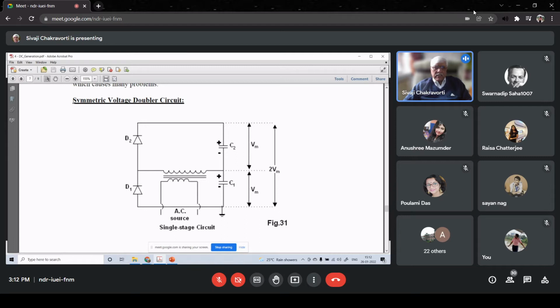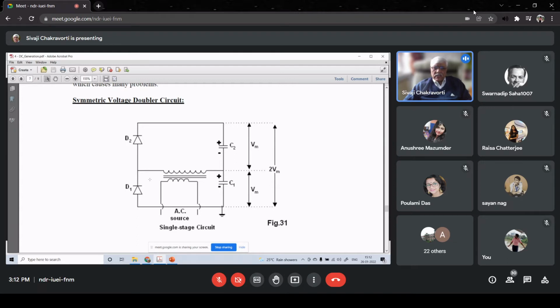Then you can ask me a question: why is it called symmetric voltage doubler circuit? For that, the answer is that you can clearly see that in both the half cycles, the conduction of the diode and the charging of the capacitor is the same or identical. Therefore, it is called a symmetric voltage doubler circuit.